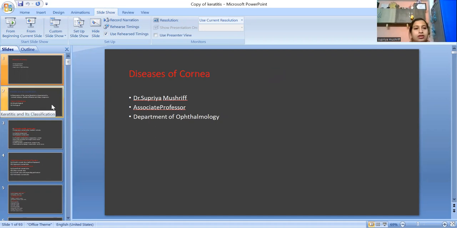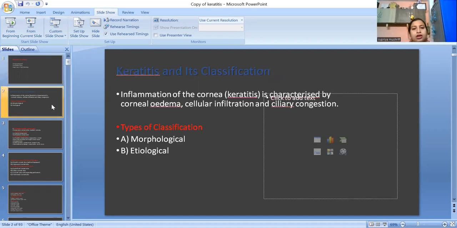So, to start with, diseases of cornea. You should know the different classifications of keratitis. Keratitis is the inflammation of cornea, and it is characterized by corneal edema, cellular infiltration, and ciliary congestion. Now, what are the different classifications of keratitis? It is divided on the basis of morphological and etiological classification.